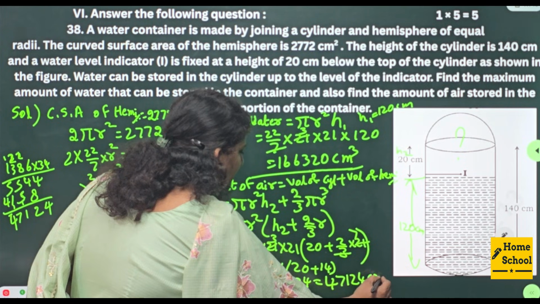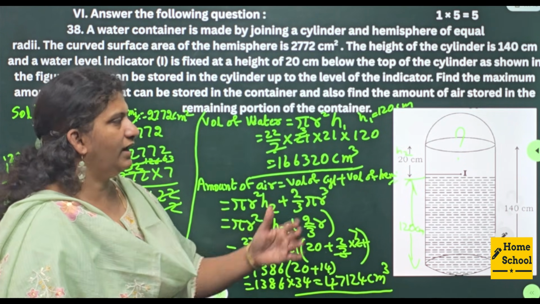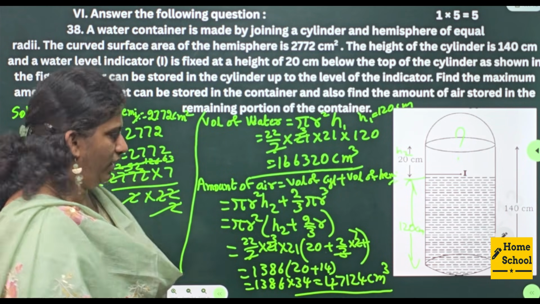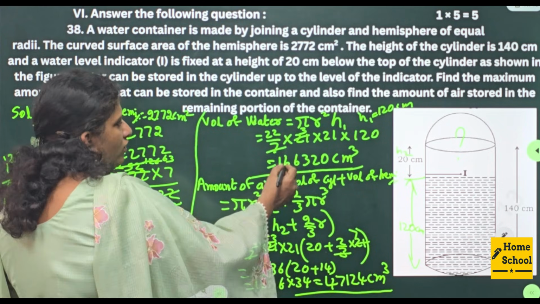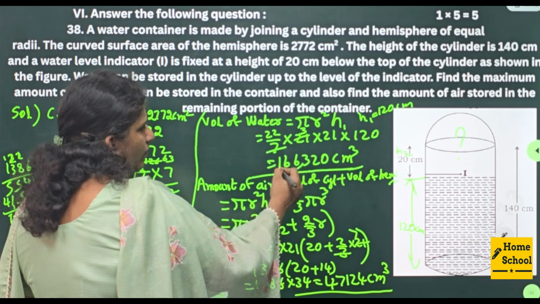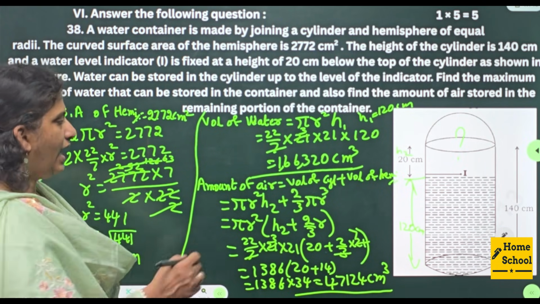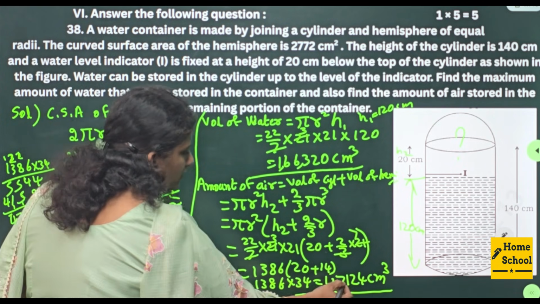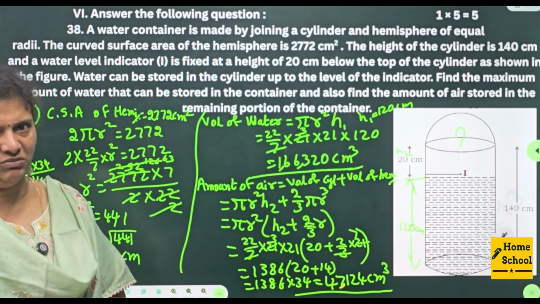47,124 centimeter cube amount of air is present in the remaining part of the solid. So finally, what I can say is the amount of water is 1,66,320 centimeter cube and the amount of air is 47,124 centimeter cube.